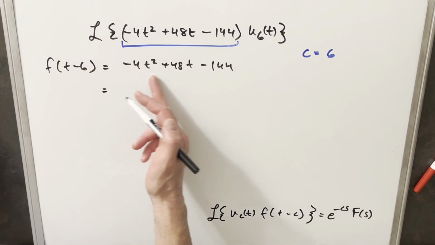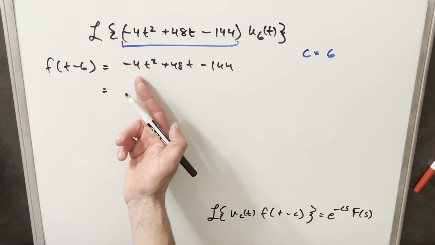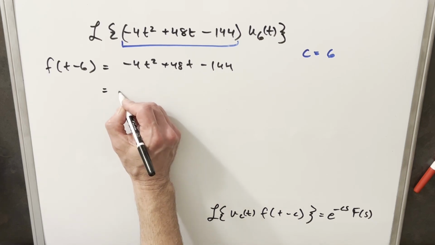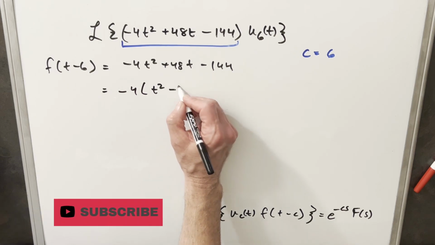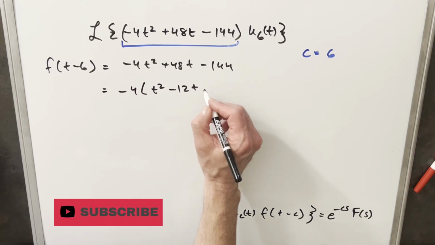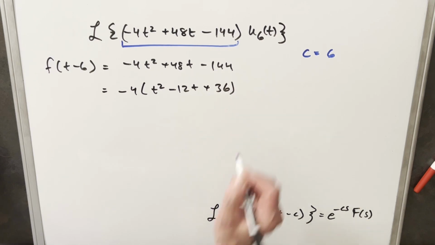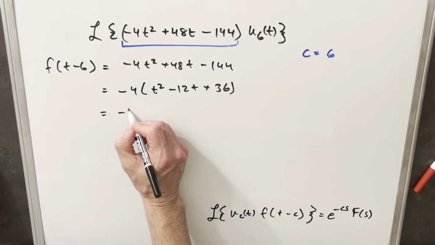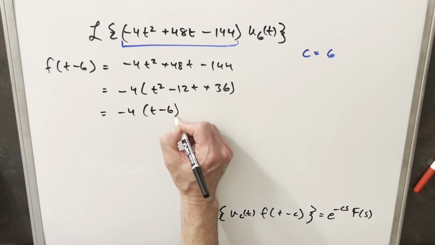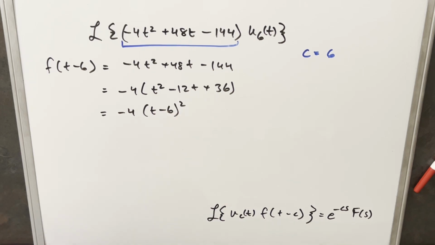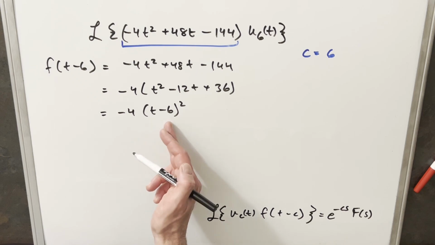So to start with this, we're just going to factor it, and I can definitely take a 4 out, and I think I'll take a minus 4 out. So let's see what happens when I factor out minus 4. We get t squared minus 12t, and then this becomes plus 36. But then this here is a perfect square, so we'll have our minus 4 in front. I can actually write this as t minus 6 all squared. But that's perfect because now we have this as a function shifted by 6.